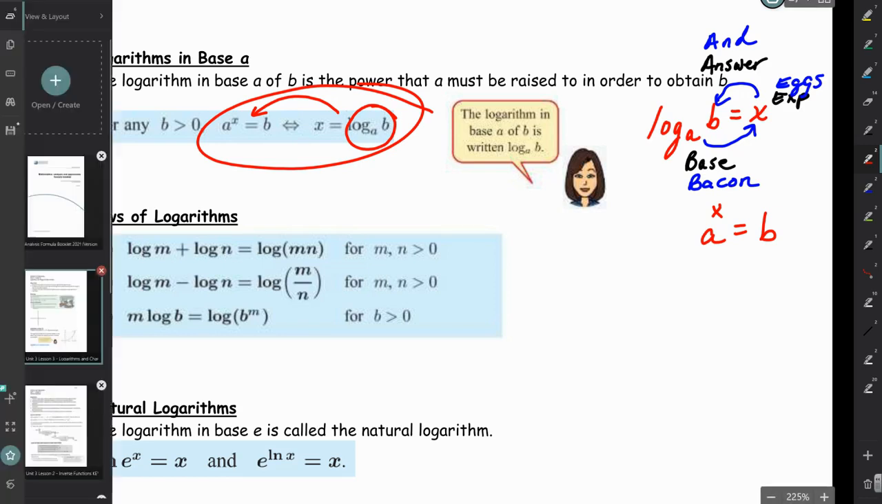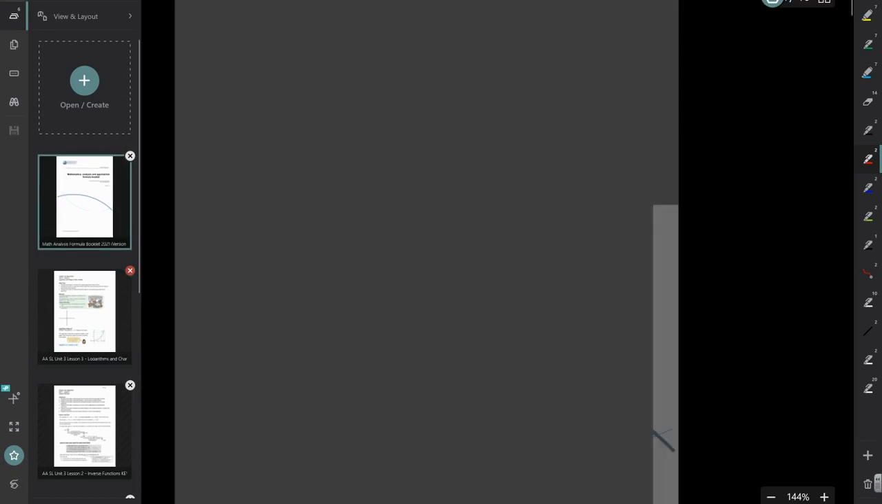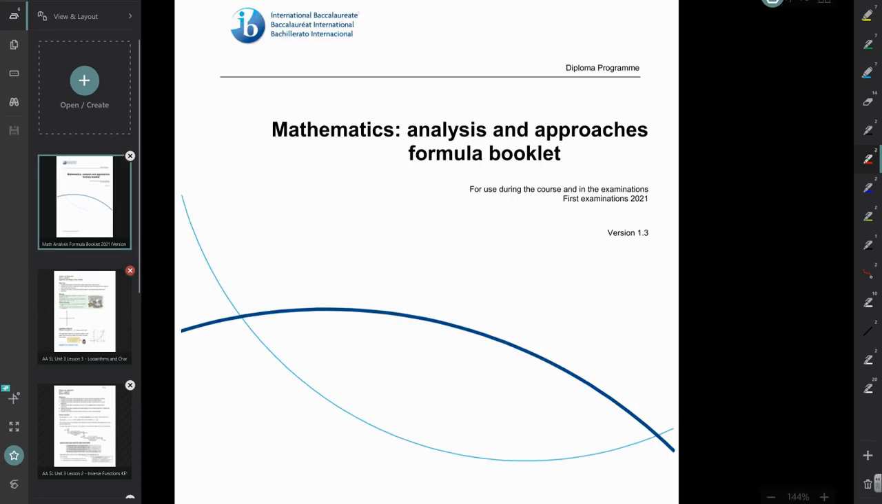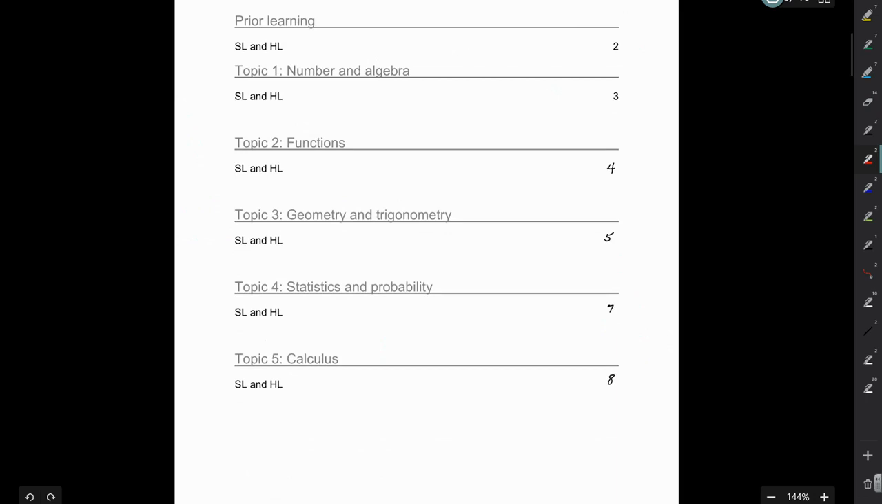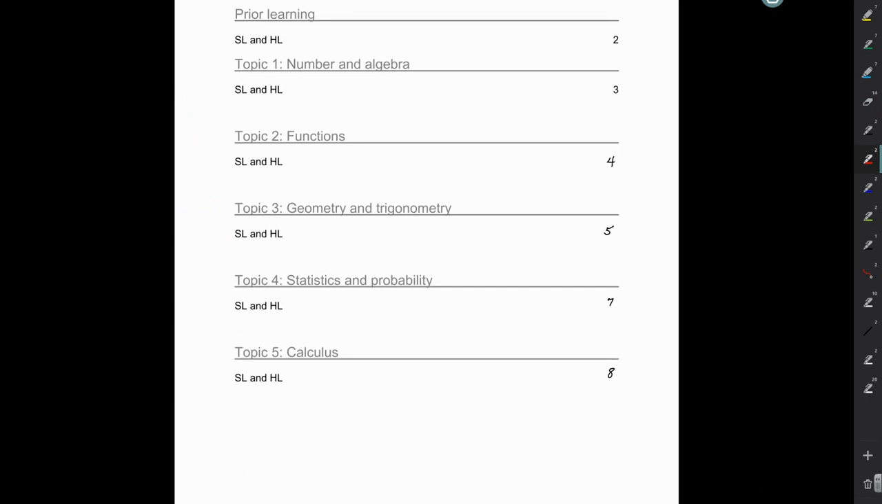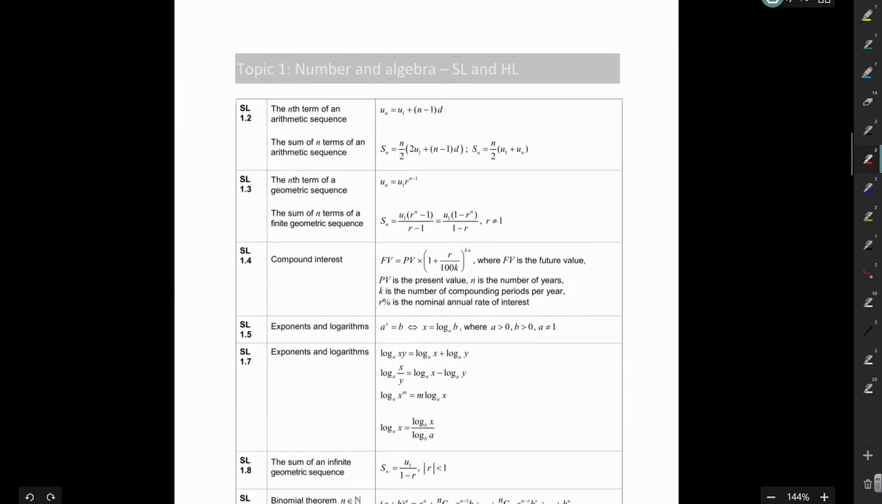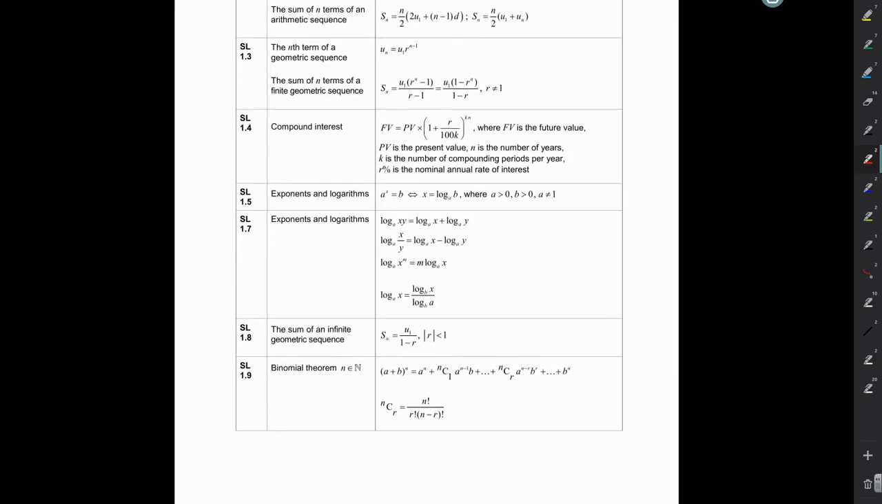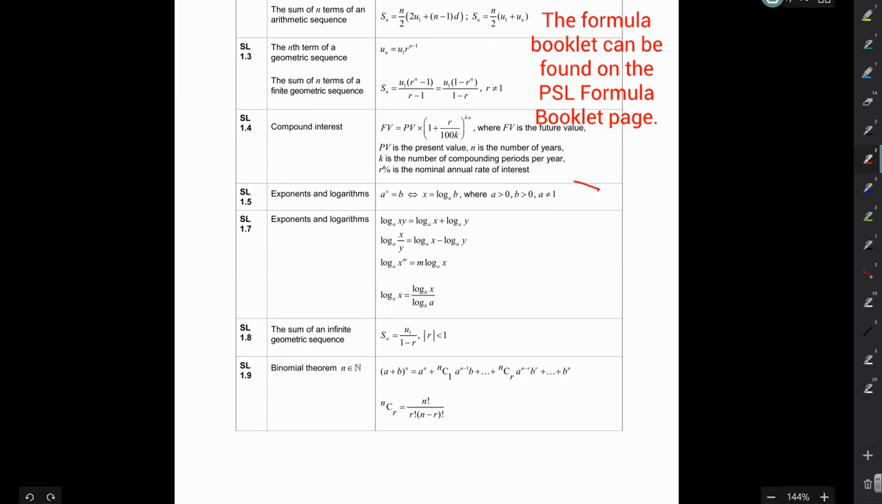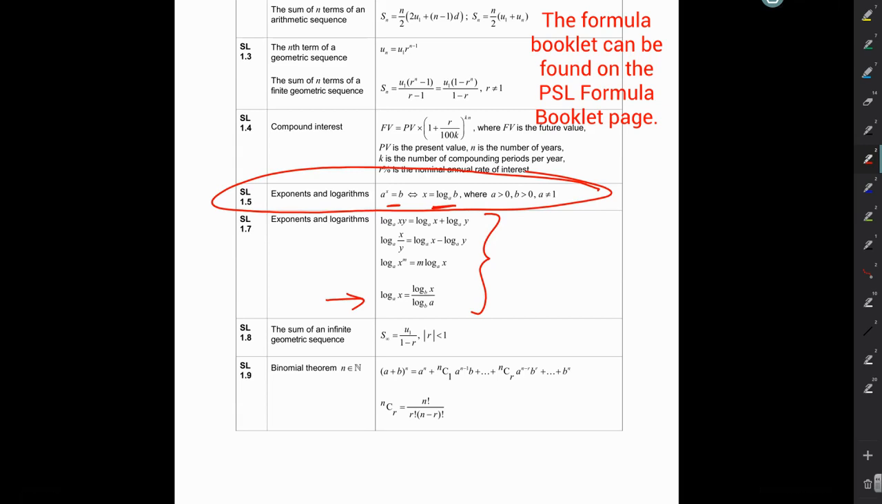So let me open up the formula booklet. It looks like this, okay? It gives you all the topics. We're dealing with topic 1, numbers and algebra. So we're going to scroll there. And you can see right in the booklet how to convert from exponential form to logarithmic form. And we have all the properties, including change of base. Everything is right here. You don't have to memorize any of this.